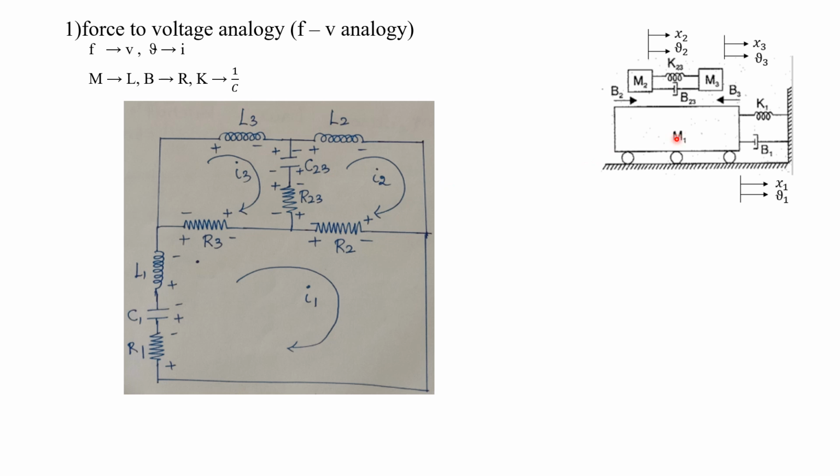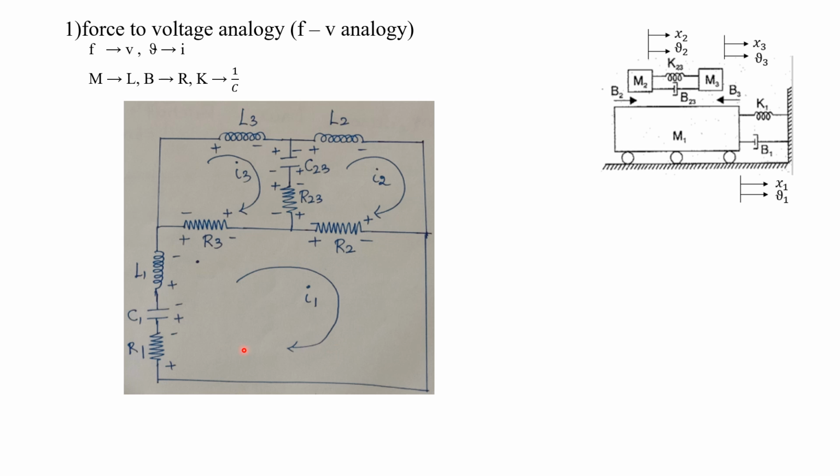Here we have 1 loop for mass M1, and then for mass M2 as well as M3 we assume 2 more loops. So this loop is for mass M1. Initially we have to assume like this. In force to voltage analogy we are going to use Kirchhoff's voltage law, so for that we need a loop. Each mass corresponds to a loop in a force to voltage analogous circuit.